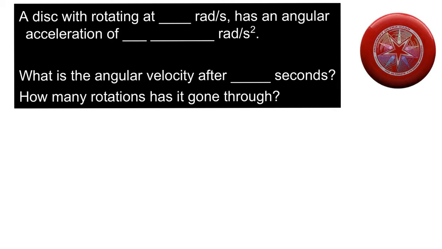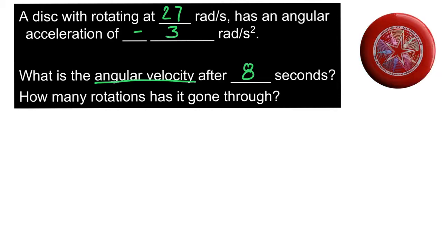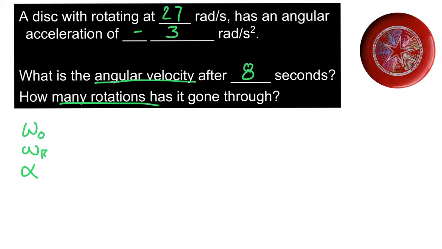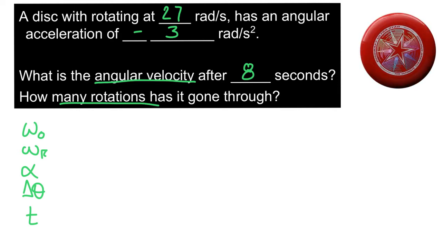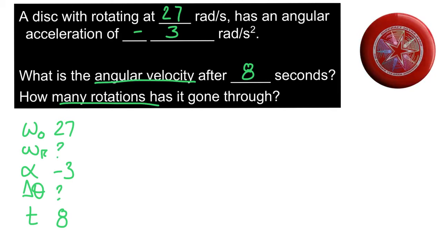So let's look at a sample problem. We have a disk rotating, and let's say that it's going 27 radians per second and has an angular acceleration of -3 radians per second squared. And we want to know what is the angular velocity after 8 seconds, and also how many rotations has it gone through. So if you remember how we solved kinematic problems before, we used our little table where we had V final, V0, etc. So now we're going to do omega 0, omega final, alpha, delta theta, and t. And we take a look at what we know. So from the problem, we can see that the initial angular velocity is 27 radians per second. The angular acceleration is -3 radians per second squared, and the time is 8 seconds. And we want to know omega final and delta theta.